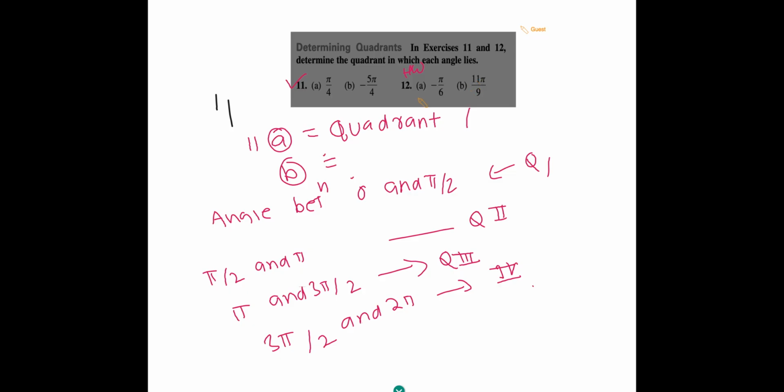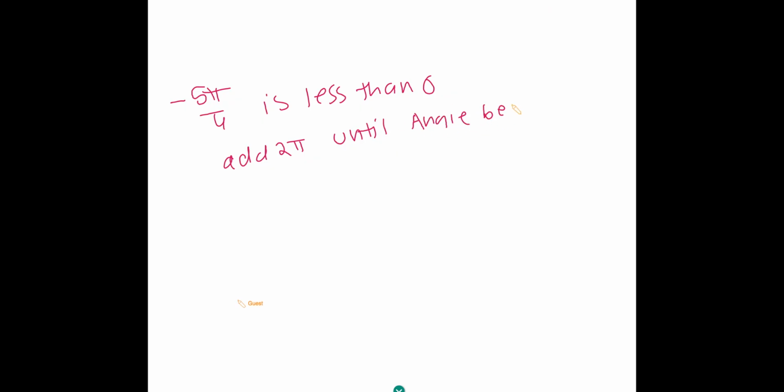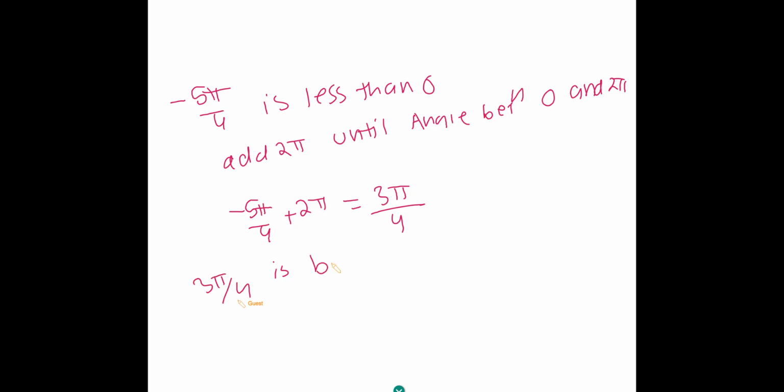So here, negative 5 pi over 4 is less than 0, and we have to add 2 pi until the angle is between 0 and 2 pi. So negative 5 pi over 4 plus 2 pi is 3 pi over 4. So 3 pi over 4 is between pi over 2 and pi, which is the angle in the second quadrant.